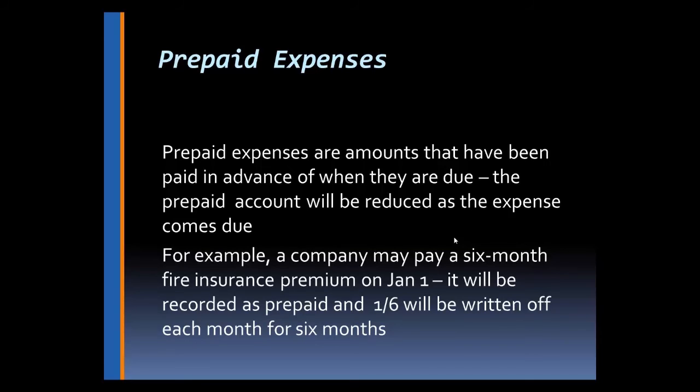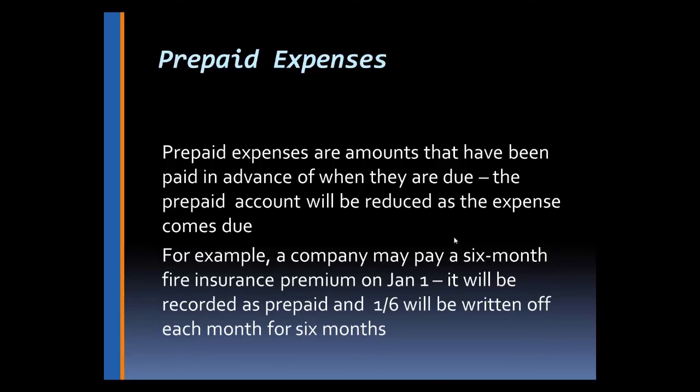Another current asset is a prepaid expense. A prepaid expense is the amount that has been paid in advance of when something is due. And then once we incur the expense, we reduce the prepaid item and charge it off. For example, a company may buy its fire insurance policy on January 1 for 6 months. We want to write this off over the life of the policy so we properly match our revenue and expenses.